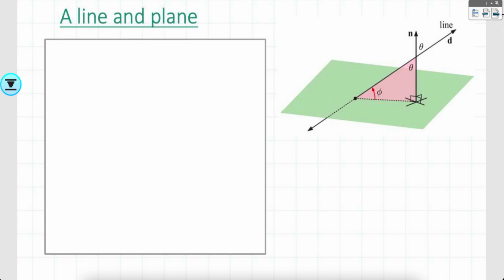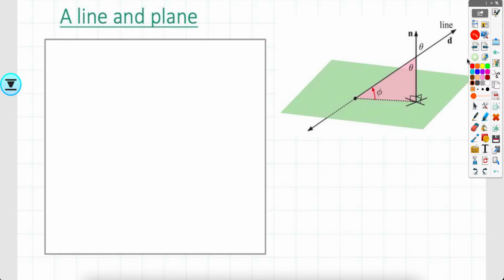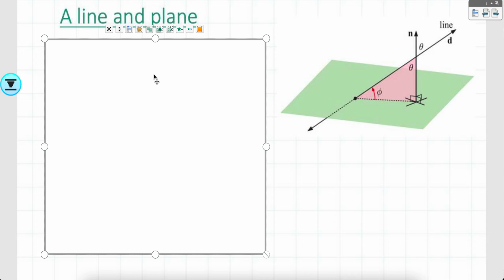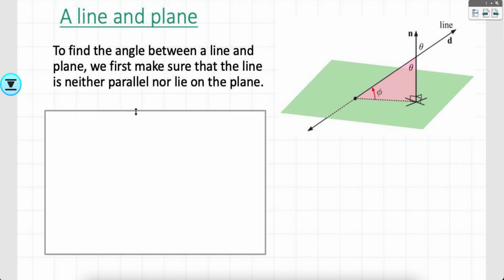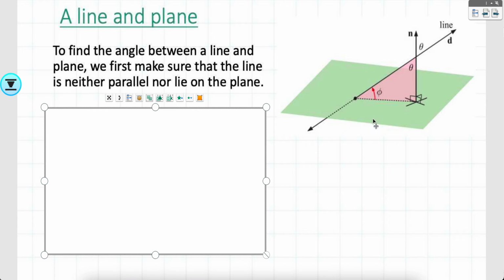And then lastly, we look at a line and a plane. Now this is slightly different. If you look at how they behave, first you need to make sure that the line is not parallel, nor is it on the plane. So that's one thing we need to check in the beginning, otherwise there is no angle between them. So if they're not parallel, they're not on the plane, we're looking at a line that has a point of intersection with your plane.